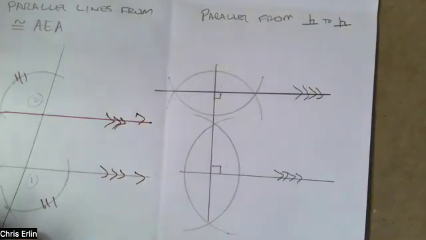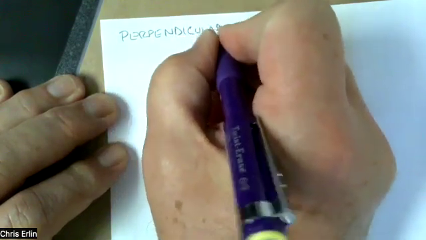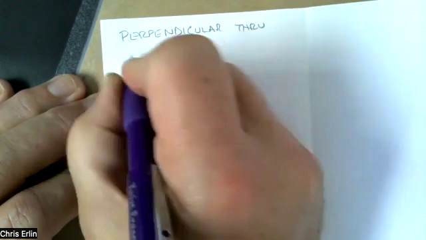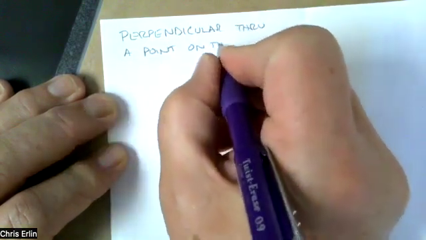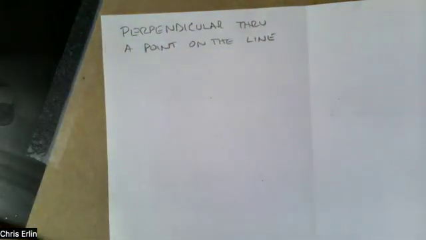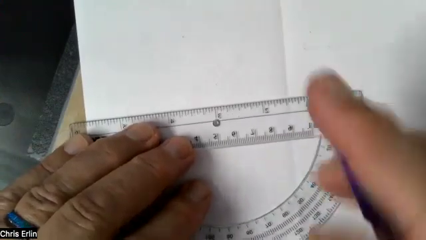Okay. Please flip to side 2. We're going to play a little bit more with perpendicular lines now. We're going to do perpendicular through a point on the line. In other words, let's create our starting line. Put it about in the middle of your section you're working with.